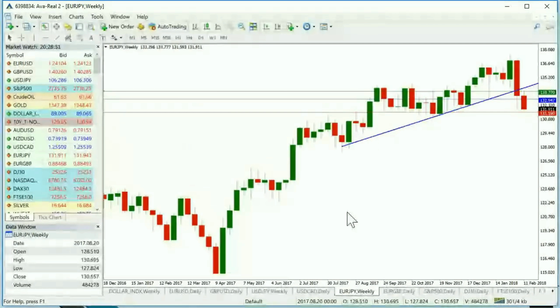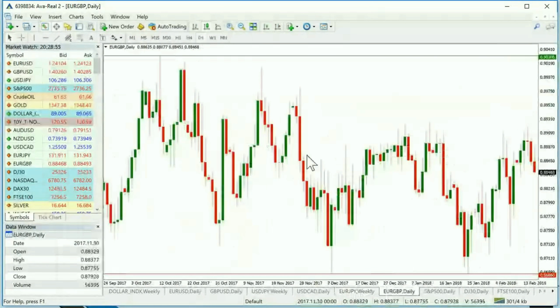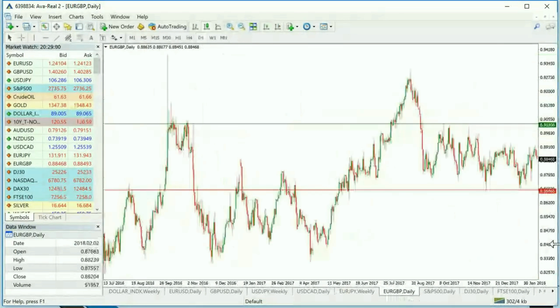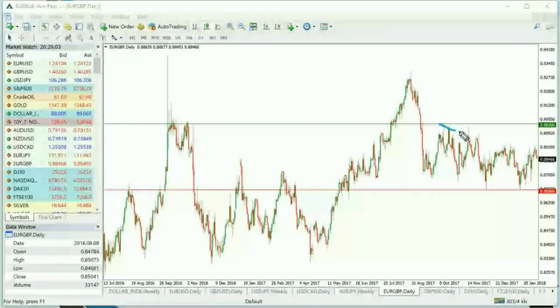So those are the levels in there for the euro yen. So the euro pound. Let me zoom out so you can see what's going on. We've been in this period of consolidation for quite some time. Yes, it can present some opportunities. The nature of those opportunities are often fairly thin.